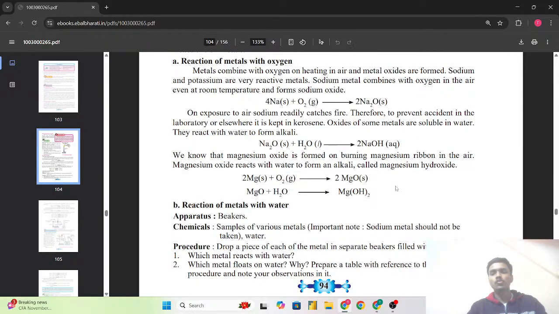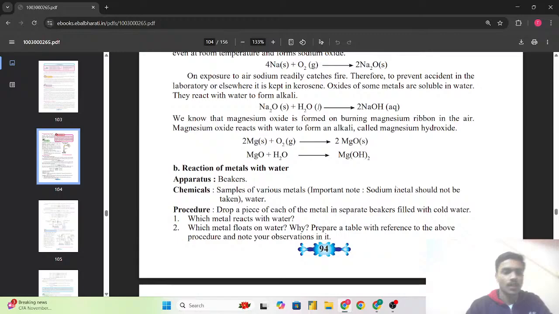A similar conclusion we can draw here, that when the oxides of metals react with water, it leads to the formation of a base, that is, an alkali. As we have seen in the above two reactions, when sodium oxide reacts with water it leads to the formation of sodium hydroxide. Magnesium oxide when it reacts with water leads to the formation of magnesium hydroxide.